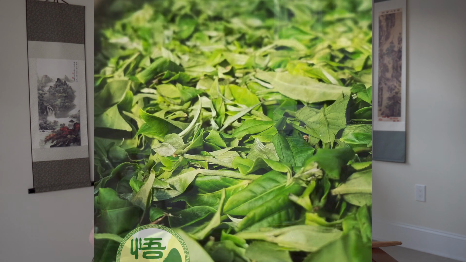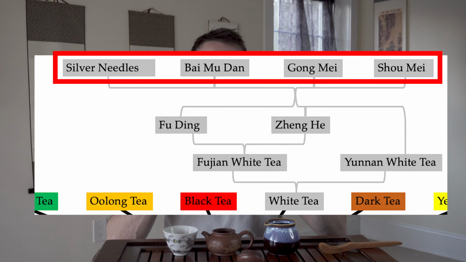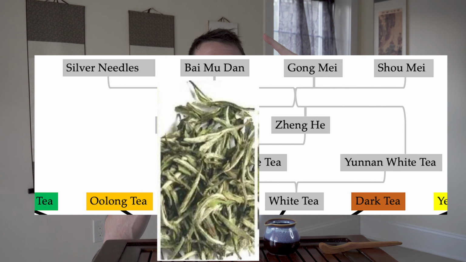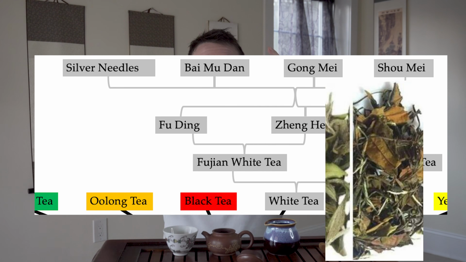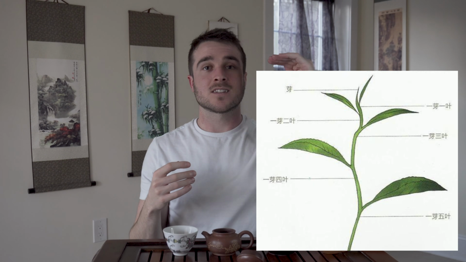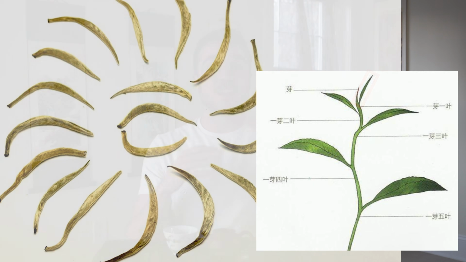And basically, let's take it one level lower with white tea. There's 4 main distinctions with white tea. You have silver needles, you have Bai Mudan, you have Gongmei, and then you have Shoumei. So those are 4 qualities, 4 grades of white tea, and they reflect the plucking style. So the first one, Bai Hao Yin Zhen, that's the silver needles. You're just plucking the bud of the tea plant and nothing else.